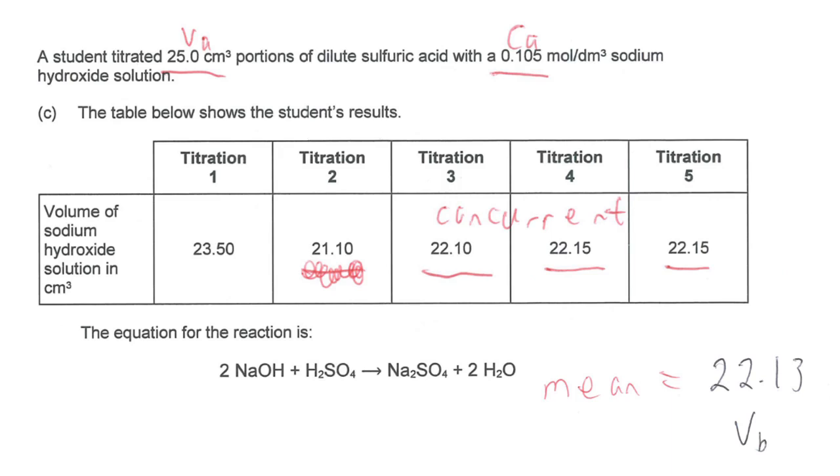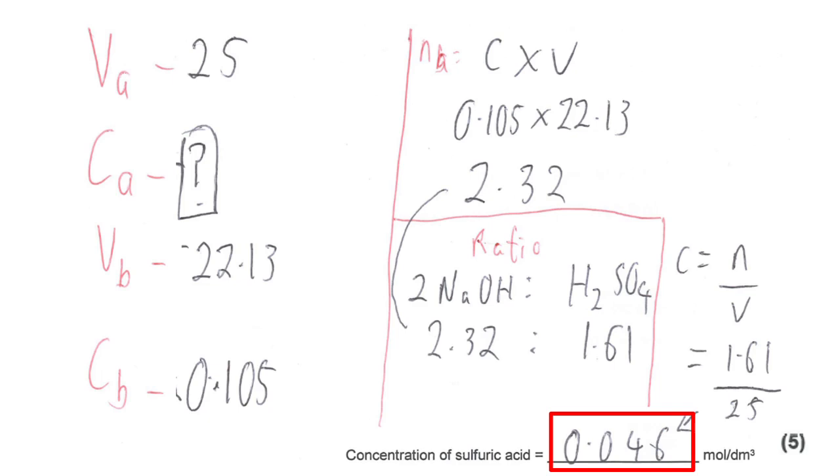They might sometimes give you results and you have to pick the ones that were in 0.1 of each other. They're called concordant results. I don't know why I wrote concurrent there. Concordant is the word. Again, same thing. Ratio 2 to 1.